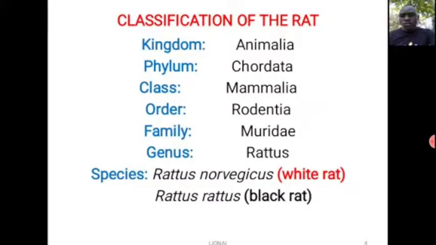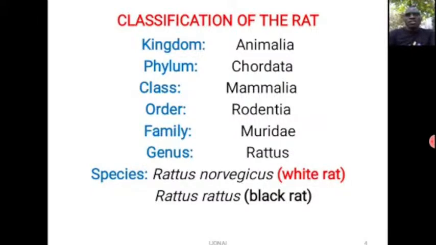And then we have species. If it is the white rat, which is usually used at school, or we call it the laboratory animal, the white rat or the albino rat, its species is Rattus norvegicus. So that one is the white rat. Then the black rat or the gray rat is Rattus rattus. Both have quite similar characteristics, so whichever you choose to use, it will give you more of the same.